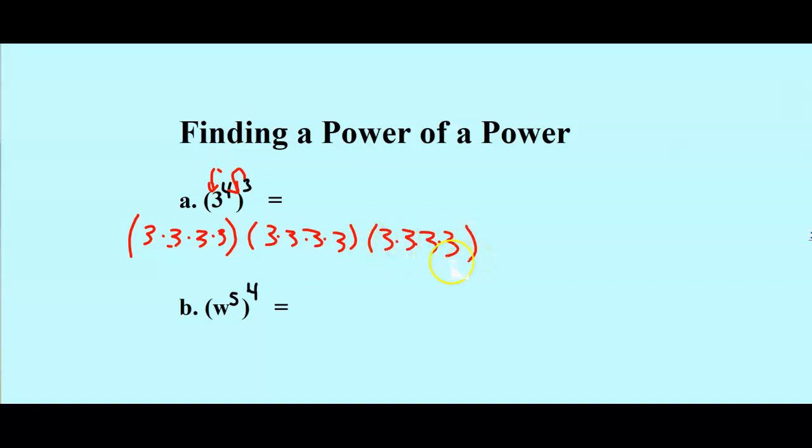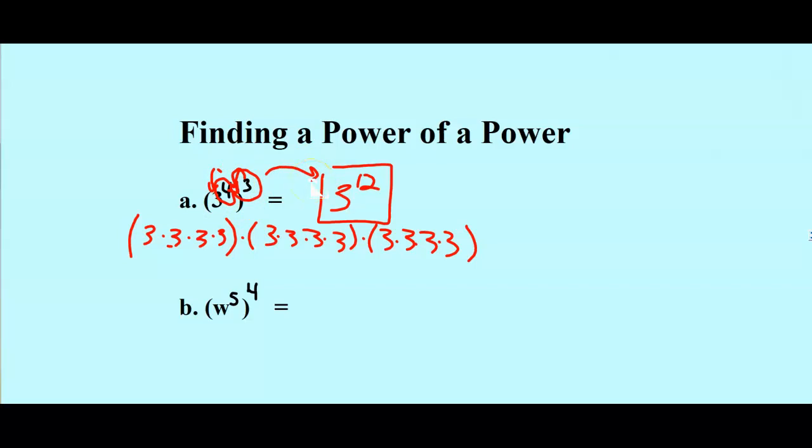So we got 3 groups of parentheses. In each set of parentheses are 4 3's. We're still only multiplying. When I have parentheses right next to each other, it's still multiplication. So we still only have multiplication, and we have the same factor repeated over and over. Let's count up all the 3's and put it in exponential form to make it easier. 4, 8, there's 12 3's. Turns out this works all the time. If you have a power of a power, you're just multiplying those powers. So 4 times 3, 12.